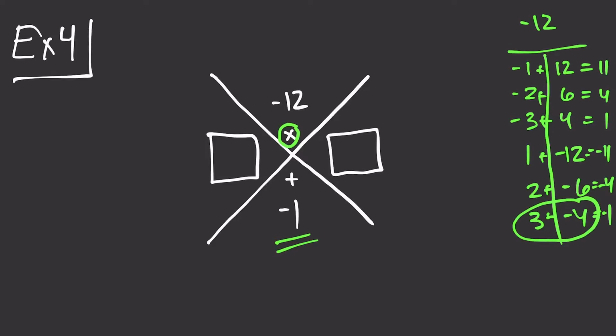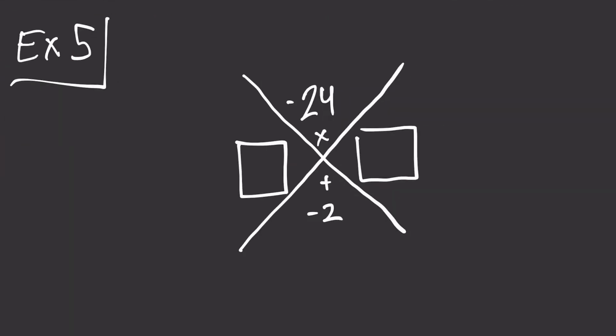So the 3 has to be positive and the 4 has to be negative, because these two numbers will multiply to negative 12 and they'll add to negative 1. So that's the combination that we want. Okay, another one with a negative.